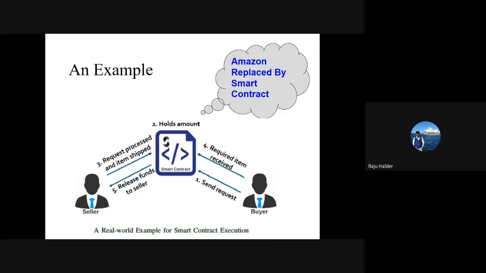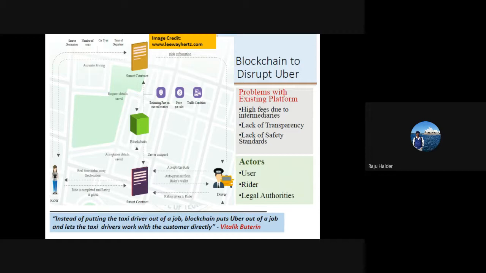Similarly, you can remove the insurance company and put in a smart contract, and the smart contract can do everything. For example, instead of putting the taxi driver out of a job, blockchain can put Uber out of a job and let taxi drivers work with the customer directly. So you can see this is the blockchain, and these are the smart contracts. The rider can call the corresponding function of the smart contract saying that I want to go from this place to this place, this type of car I want, and the number of seats I require.